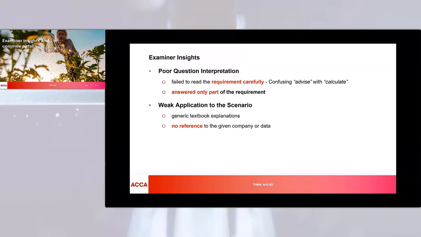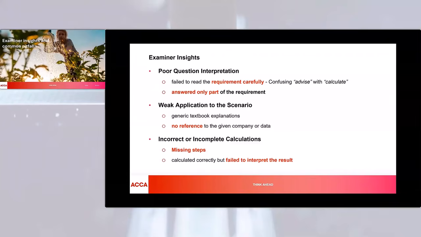Now, the last thing to mention about the examiner's insight is that calculations are sometimes incomplete or incorrect. The steps are not shown properly. Sometimes the steps are done on paper and only the final answer is put. You've got to put your working; you're supposed to show your steps. Sometimes the calculation is correct, but the last part, interpreting the results, is not properly done. Comments like "the NPV is positive, so what has to be done" don't come up.